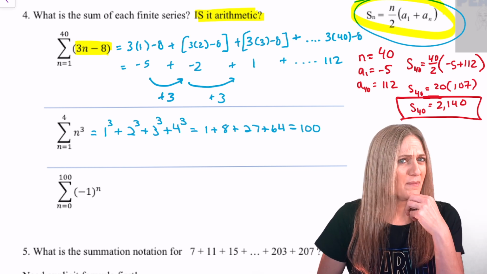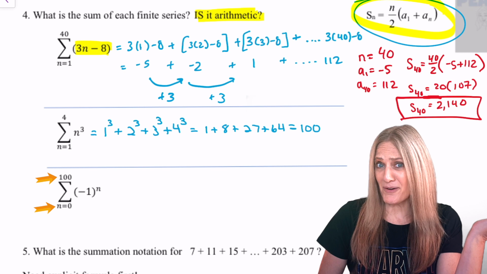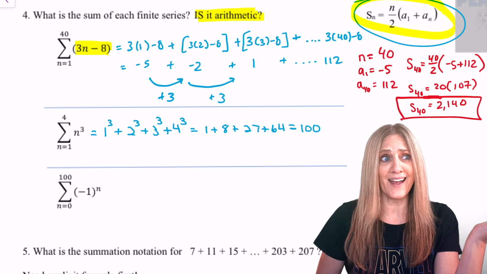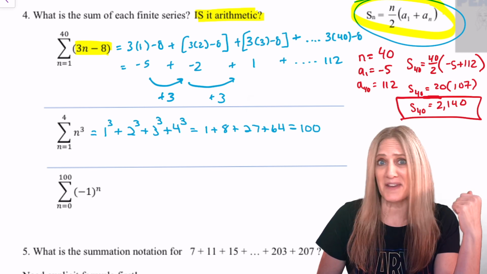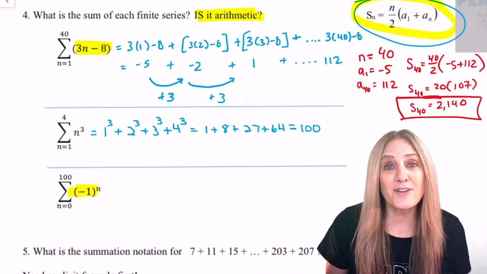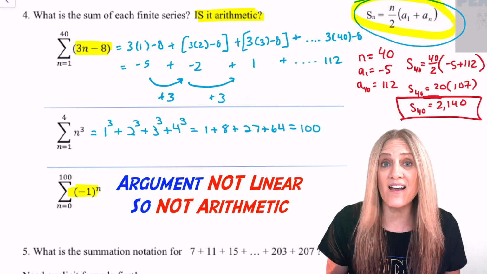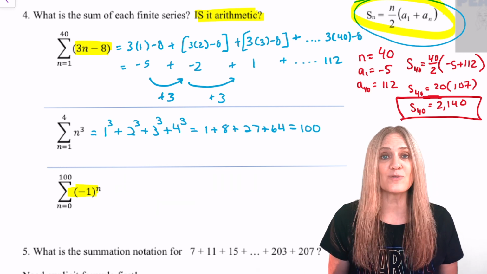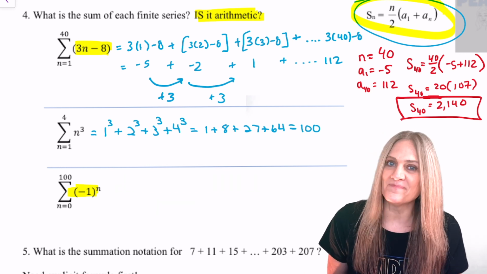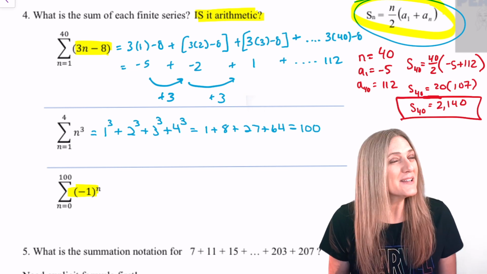Let's take a look at the next one. Gosh, I hope it's arithmetic because it goes from lower limit of 0 to upper limit of 100, and that's 101 terms. I'm not writing all of those out. The argument is -1 to the power n. This is exponential. This is not an arithmetic series. I can't use the sum formula. Well, let's start writing some of these out and see if we see a pattern.